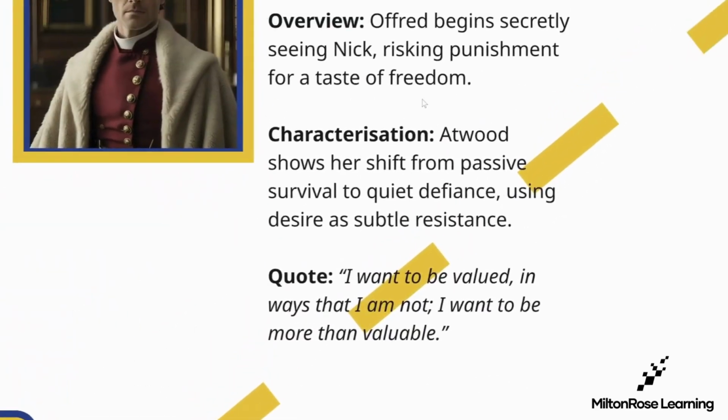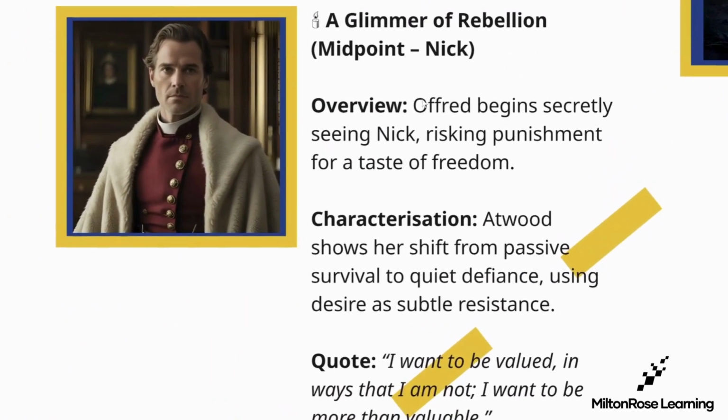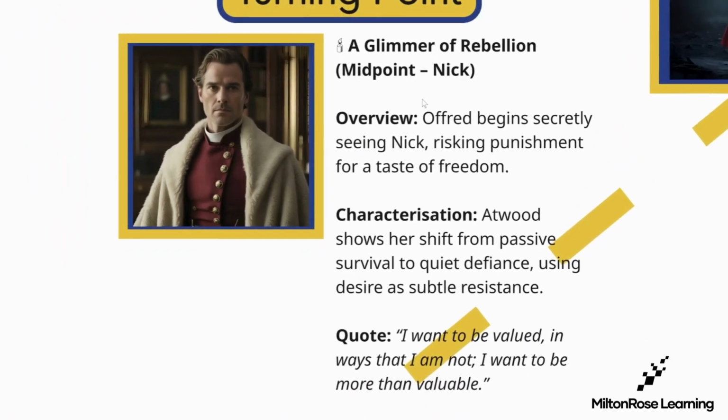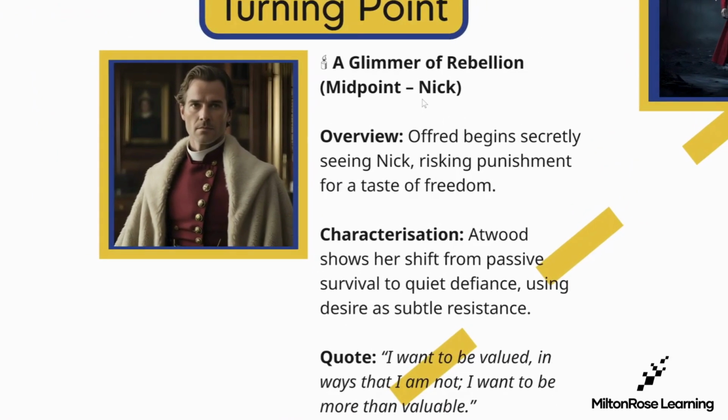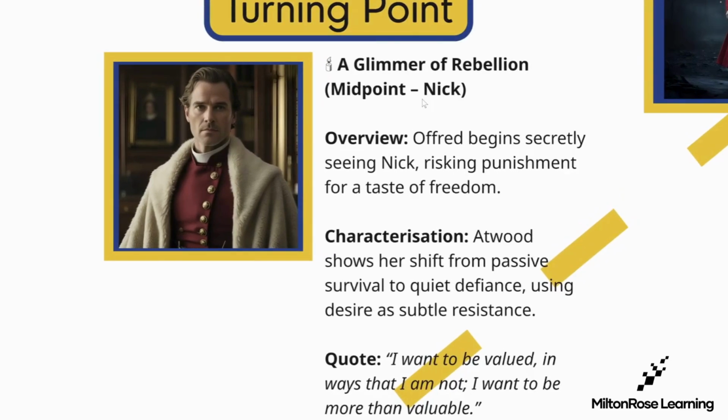But how do things change? A turning point is reached here, isn't it? So a glimmer of rebellion. So through Nick, let's look. The overview at this point is Offred begins secretly seeing Nick, risking punishment for a taste of freedom. So the characterization here at this turning point in the narrative shows her shift from passive survival to quiet defiance, using desire as subtle resistance. Okay, a very key turning point in the narrative.